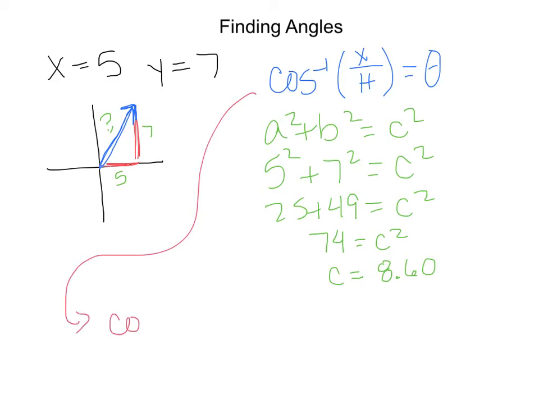Well, now we can go back and we can actually utilize that inverse cosine function. We can say that the cosine inverse of the x component, 5, over the hypotenuse, 8.60, is going to get me my theta. You can use your calculator to do this at this point. Remember that some calculators will use arc instead of the -1 symbol.